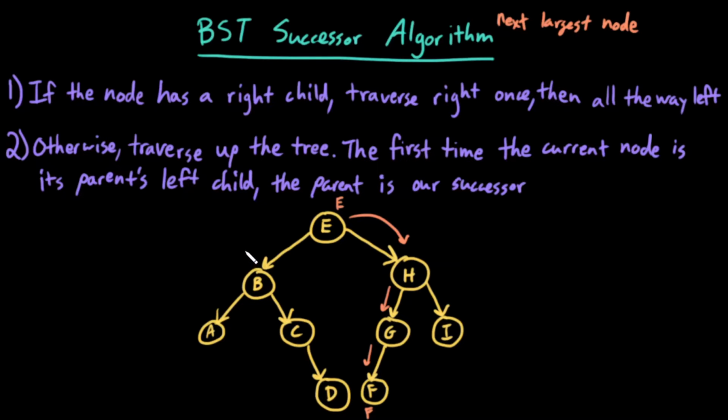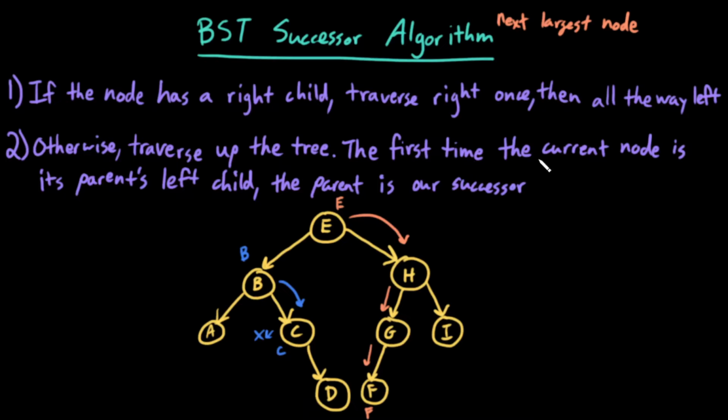In the case of B, similar story. Let's say I'm looking for the successor of B. Starting at B, I would go right once, then I would go left as much as possible, but there's nothing to the left of C, therefore C would be the successor of B. So in the event that the node we're trying to find the successor of has a right child, it's pretty easy. Just go right once, then go as far left as you theoretically can.